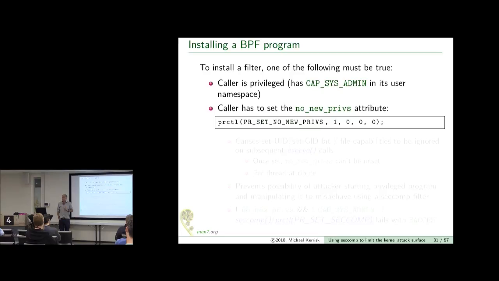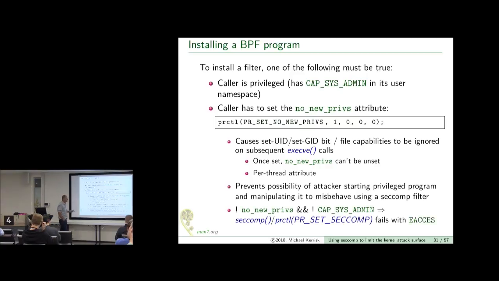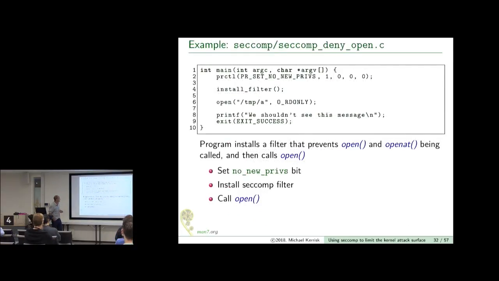You can't do that. Because if you're an unprivileged user, the attacker, you have to set this bit, and the effect of this bit on a process is to disable the effect of setuid programs and setgid programs and programs that have capabilities. So this means an attacker can't do the kind of exploit I was talking about.